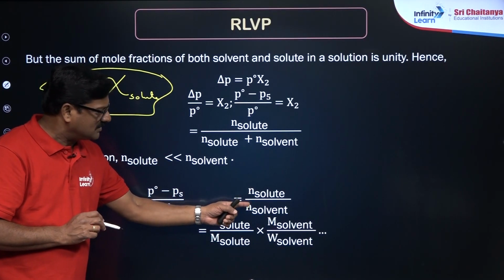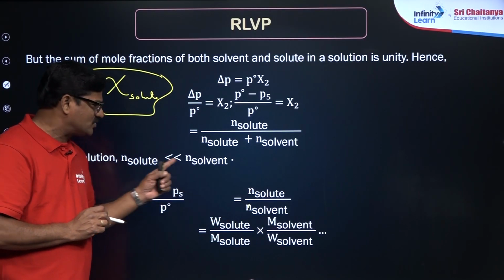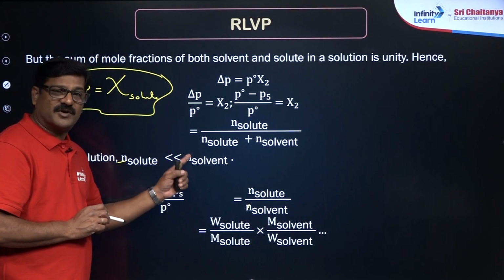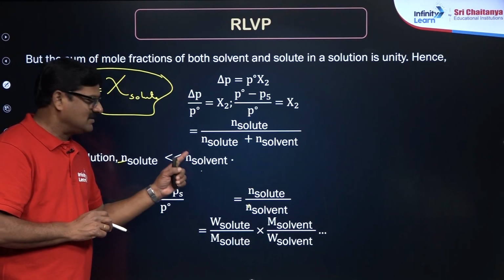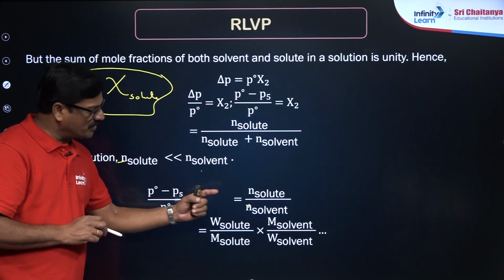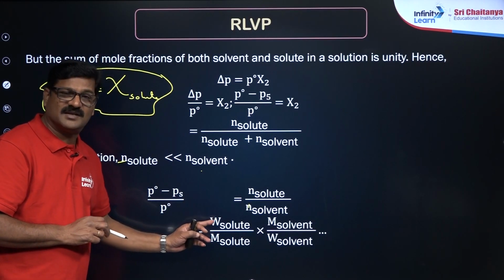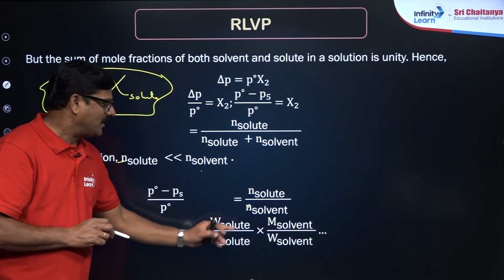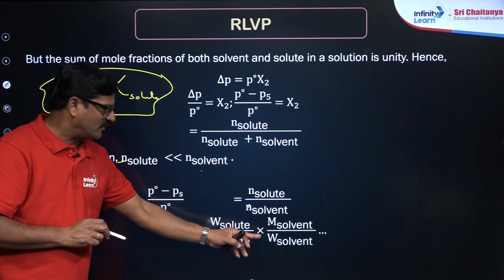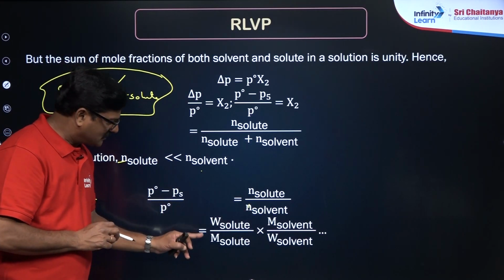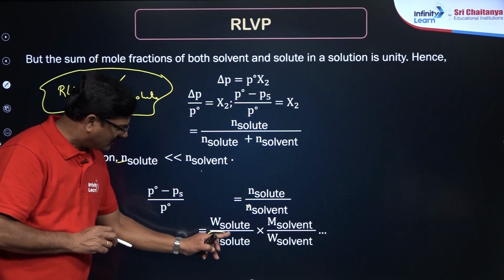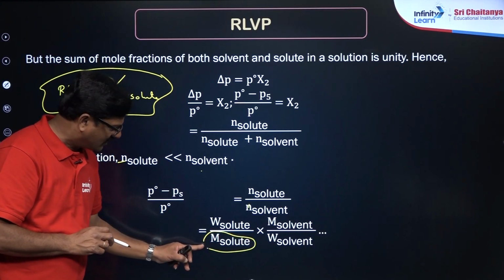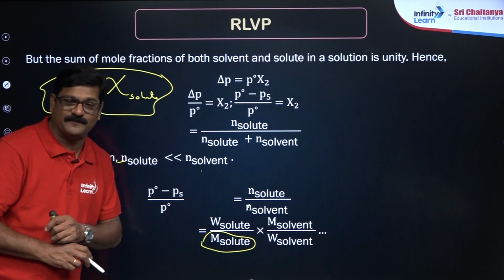So why is the solute moles ignored in the denominator? For dilute solutions, the solute number of moles is very small as compared to the solvent, so you can ignore it. From there you can say weight of the solute upon molecular weight of the solute, into molecular weight of the solvent upon weight of the solvent. From this relation you can calculate the molecular weight of the solute.